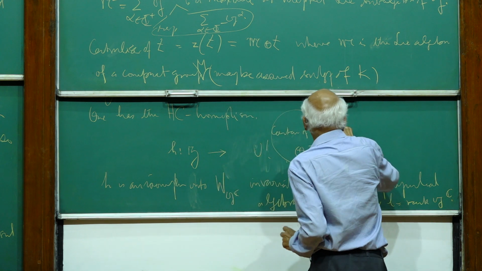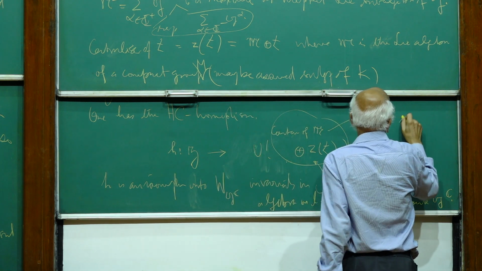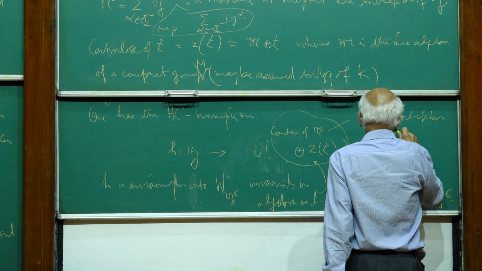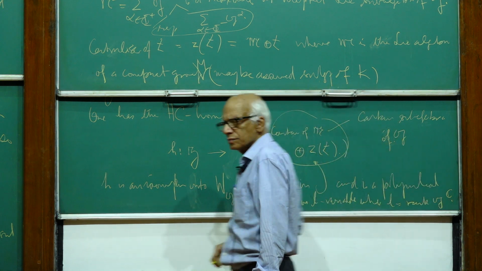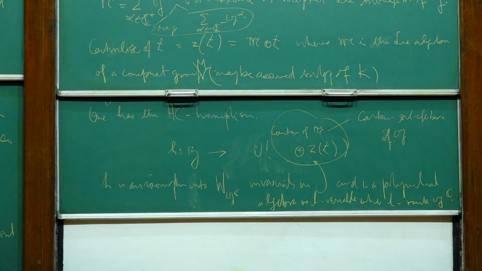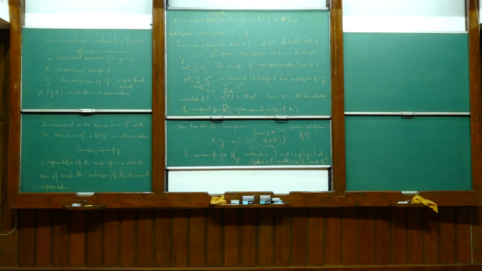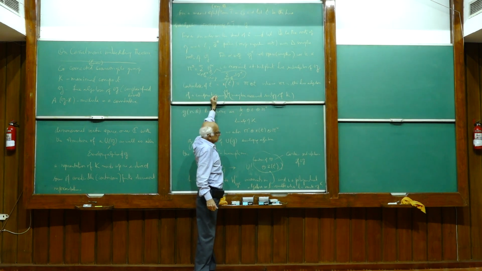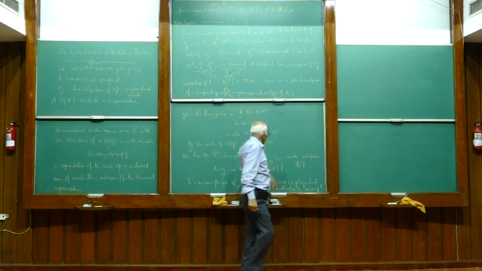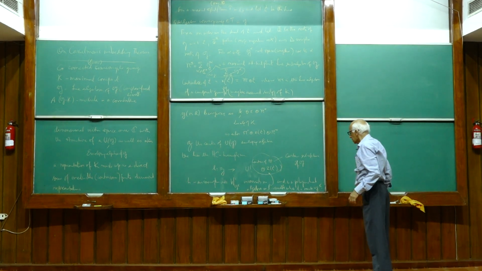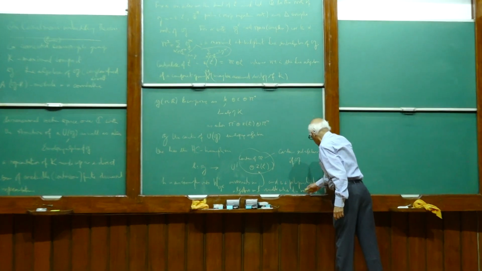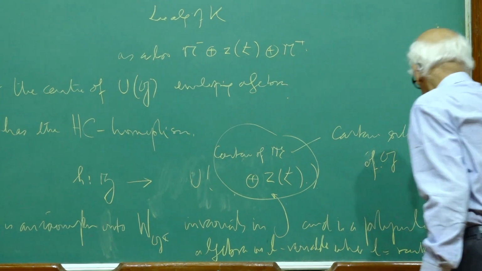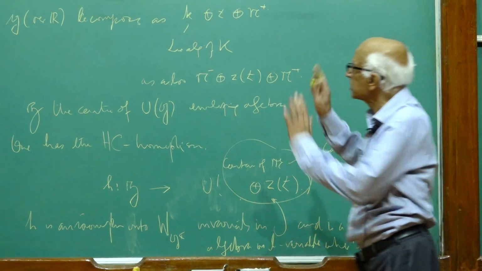And this is the Cartan subalgebra. This is the Cartan subalgebra of G. Thank you. That's what I meant. Anyway. Okay. And this is where L is the rank of the complexified G, the rank of G over C. All this is the notation.